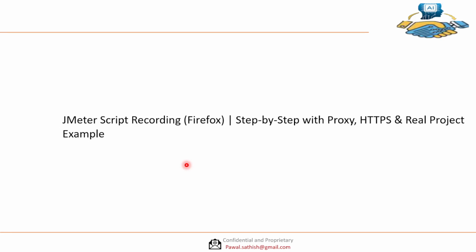In today's session, we'll see how we can record a script in JMeter, and also a step-by-step guide on how we can set up a proxy in Mozilla Firefox. When we are developing a new script in JMeter, first we need to understand the request, response, and API endpoint. The same task we can do quickly and increase productivity if we use the script recorder.